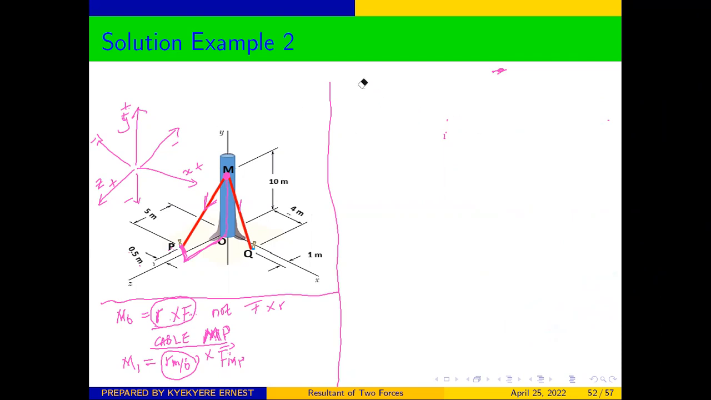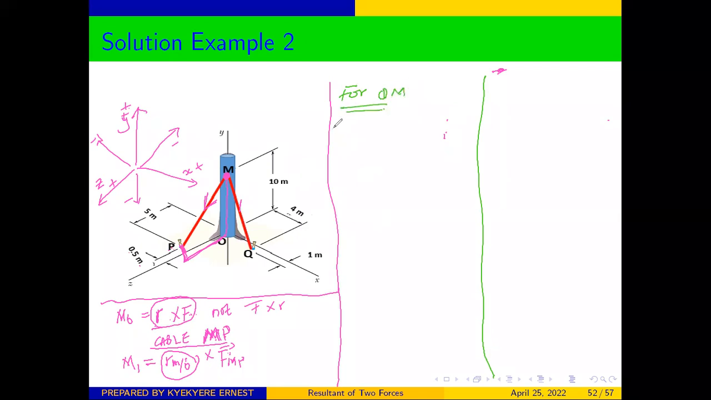Good. So for cable QM, our moment, as we said, let's take that this one is moment 2. It's going to be R. So we want to get to M when we are standing at O. Don't forget that our focus was the moment of the resultant force at M, right? So our interest is at M. So we want to move from O to M. So we are going to get R_M/O cross our force for QM.